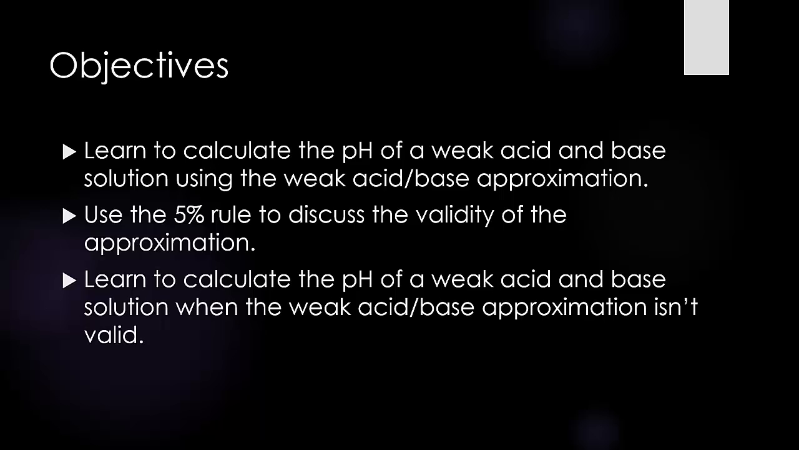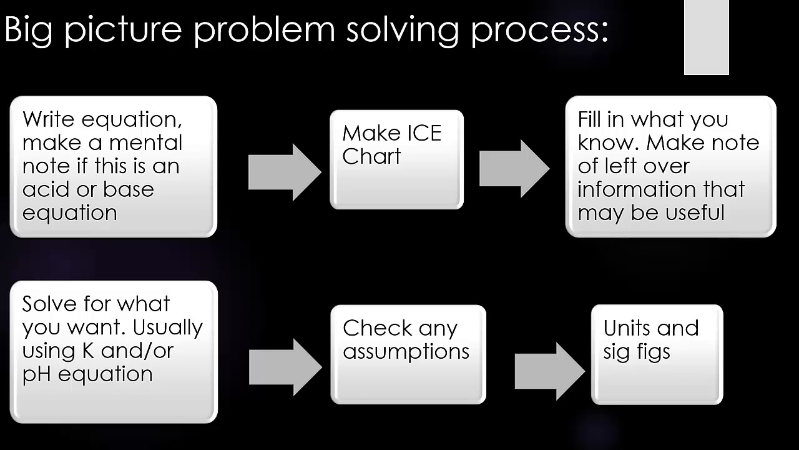We'll use the 5% rule to discuss the validity of the approximation and learn to calculate the pH of a weak acid or base when that approximation isn't valid. Let's first look at the general plan that can be used for all the weak acid and base problems. We'll want to write out a chemical equation and use it to make an ice chart.